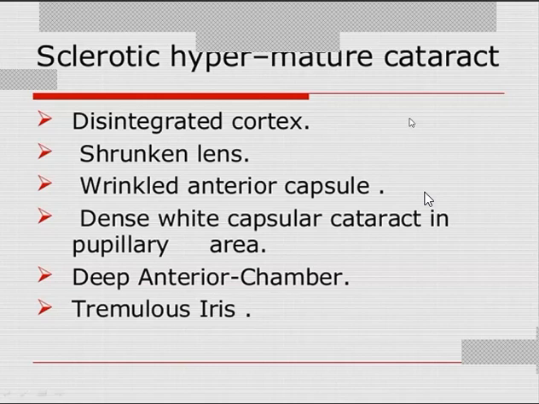So in the hypermature cataract, with the sclerotic change, the anterior chamber depth is increased, whereas in the immature cataract, when the lens is swollen, that leads to a decrease in the anterior chamber depth. Here there is a deep anterior chamber. There, the immature cataract with the swollen lens. In the immature senile cataract, there is a shallow anterior chamber.